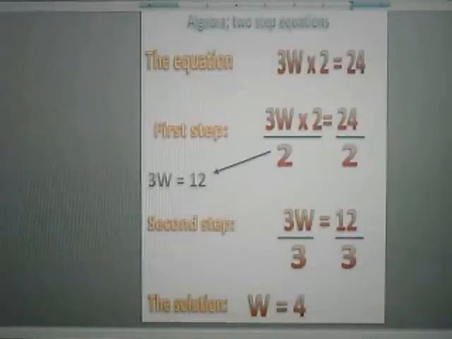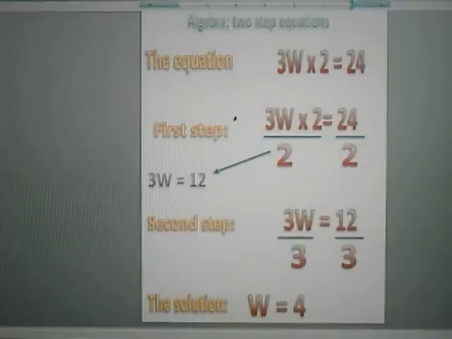Now, two-step equations are just like one-step equations, but with, of course, an extra step. So our equation today is going to be 3w times 2 equals 24. Now, please don't get confused by the x. It is a multiplication sign, not a variable. So it's 3w multiplied by 2 equals 24. This is not a variable.